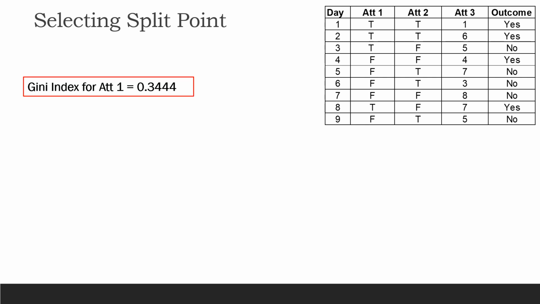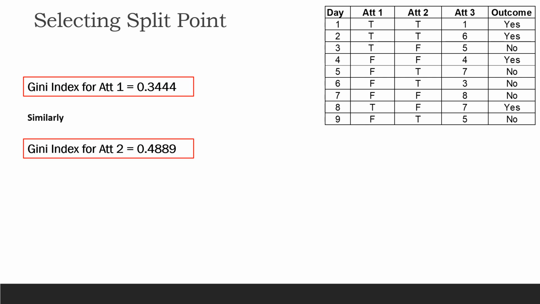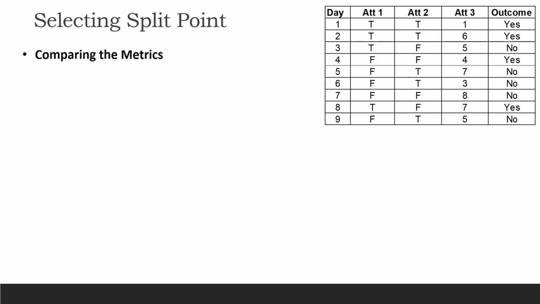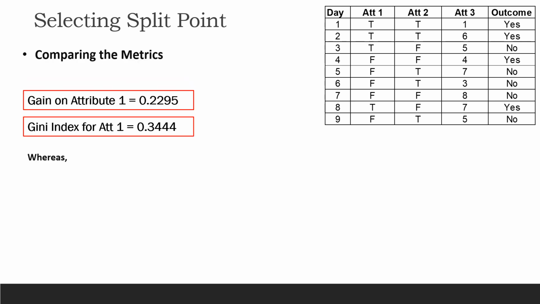So now we have found out that for attribute 1, the Gini index is 0.3444. Now similarly, for attribute 2, we found that it was calculated as 0.4889. We have not shown the calculation. So now, how does it help?